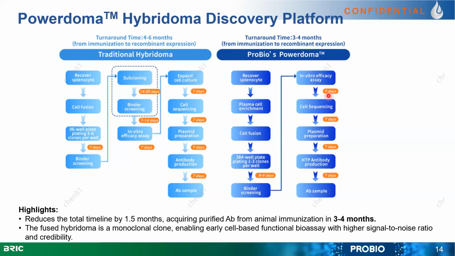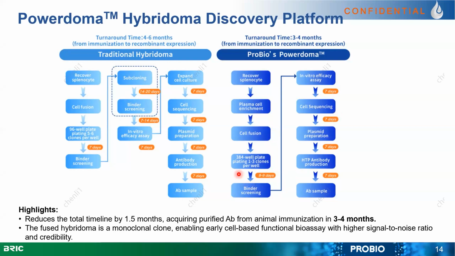Here at GenScript, we developed an optimized process called ProBio by plating the hybridoma monoclones in 384-well plates after fusion and high throughput sequencing right after the screenings. This workflow completely eliminates the subcloning process and reduces the timeline by almost 2 months.